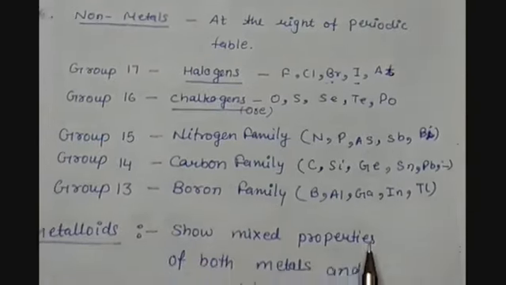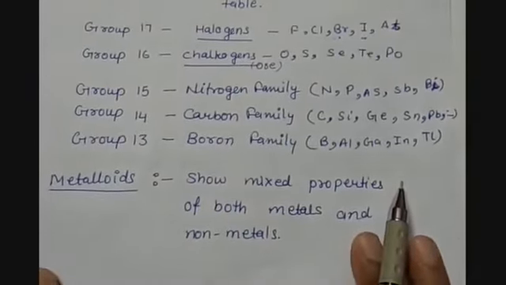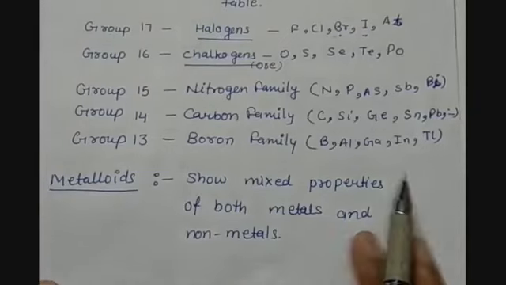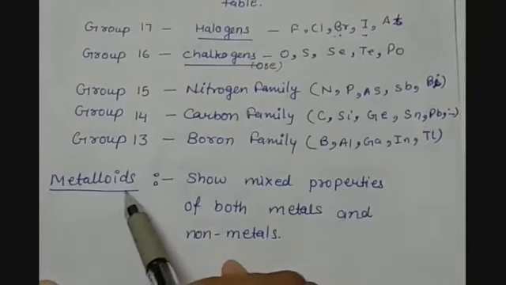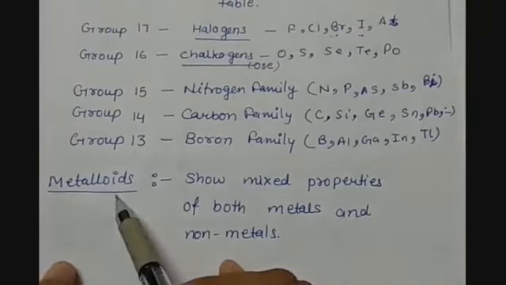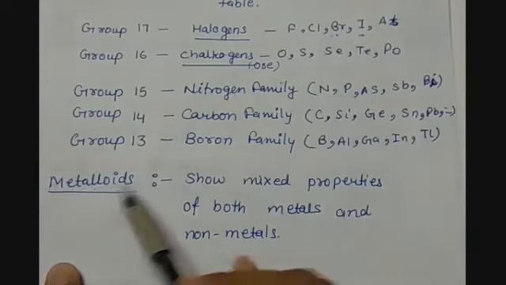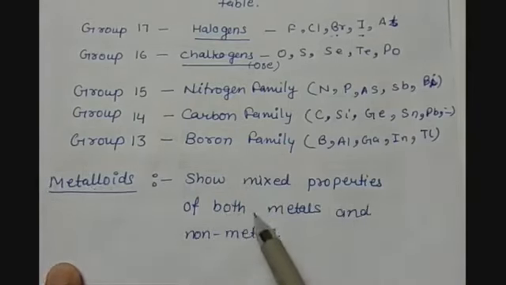Then another type of elements are present, called metalloids. Metalloids, why are they called metalloids? Because they show mixed properties of both the metals and non-metals. They are placed in between the transition elements and the non-metals.